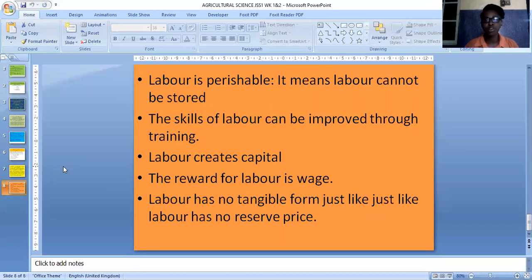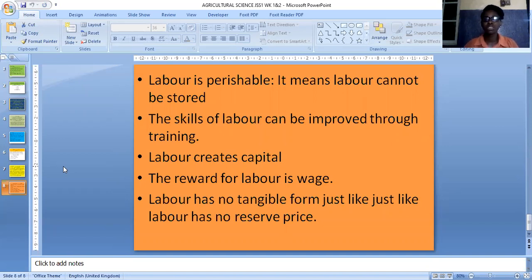The skills of labor can be improved through training. For you to acquire more skills, you can improve yourself by what? Training yourself to acquire more skills. I advise you should what? Acquire skills in this lockdown by practicing how to do bead making, by learning how to make beads as a skill to improve yourself, not staying at home to be playing.